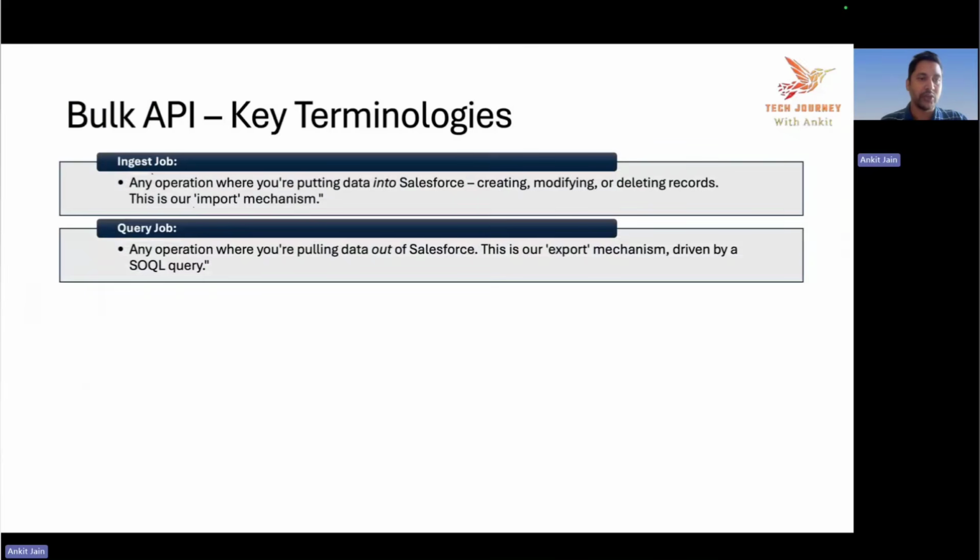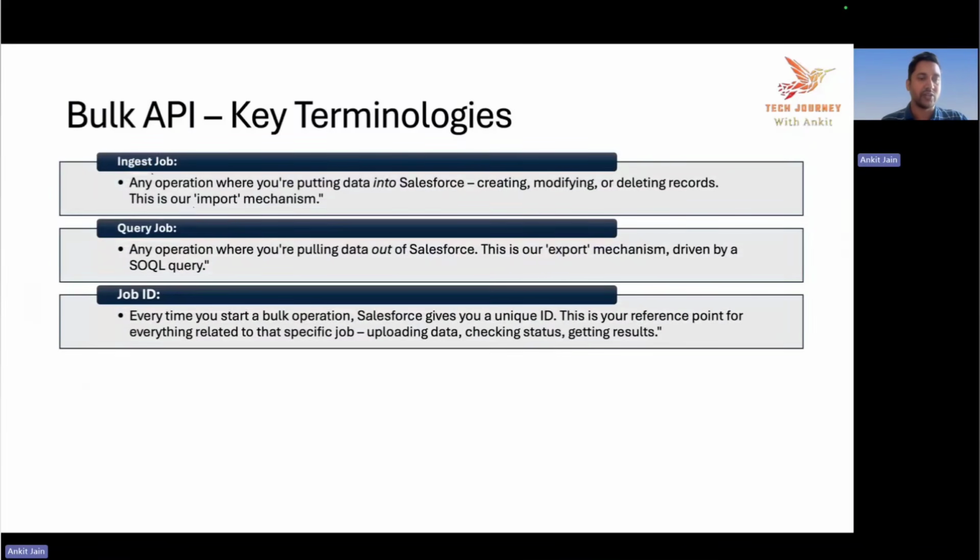Next one here is the query job. Any operation where you are pulling data out of Salesforce is referred to as a query job. This is the same as our export mechanism. Third one here is the job ID. As I said, every time you create a job, Salesforce will return you the job ID. And this job ID is the reference that you have to use whether you are uploading the data, getting the status of the job, or exporting the data. Every time you have to use this common job ID.